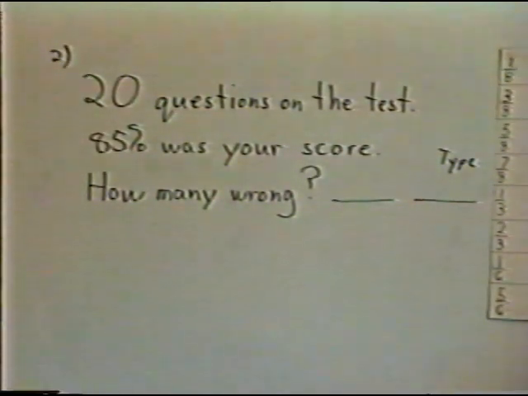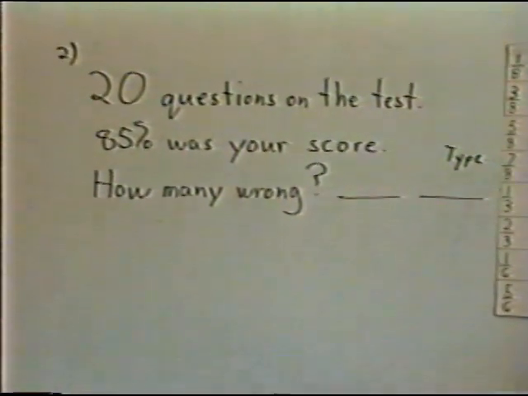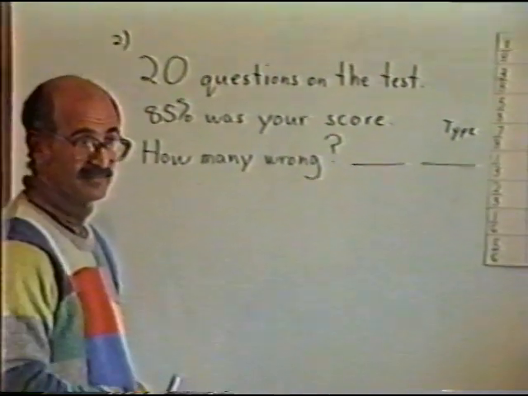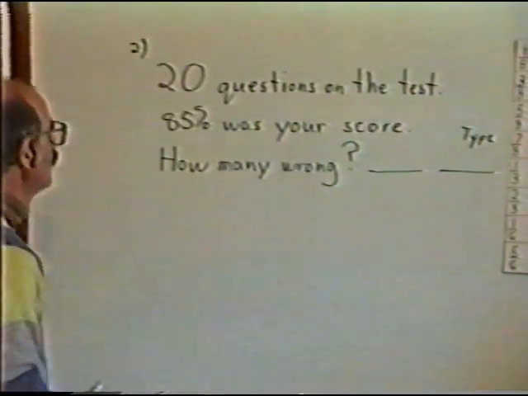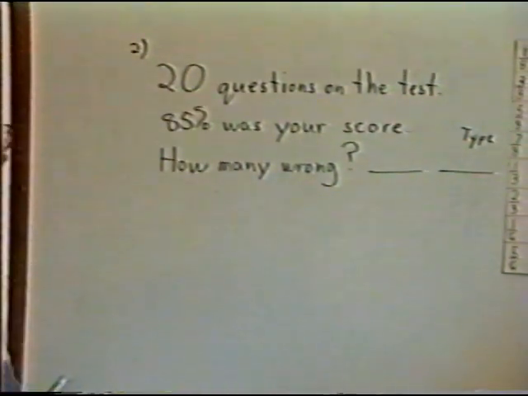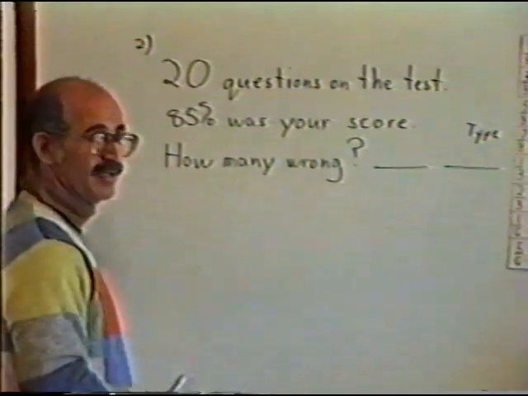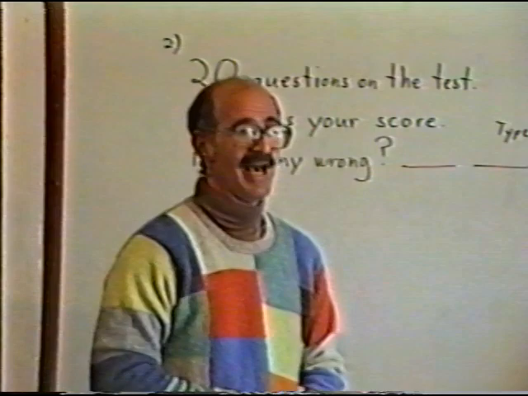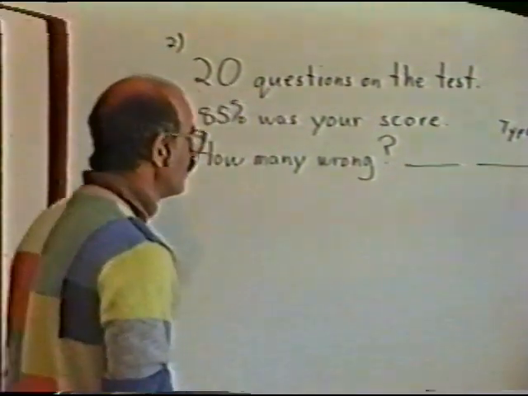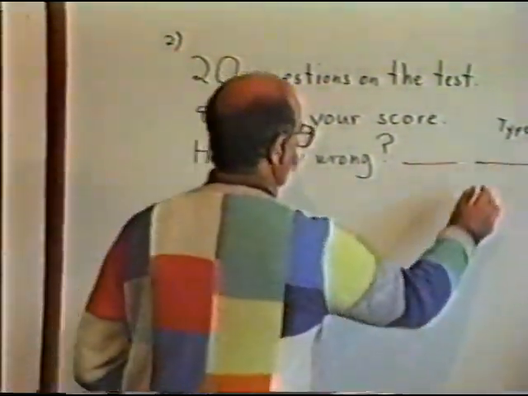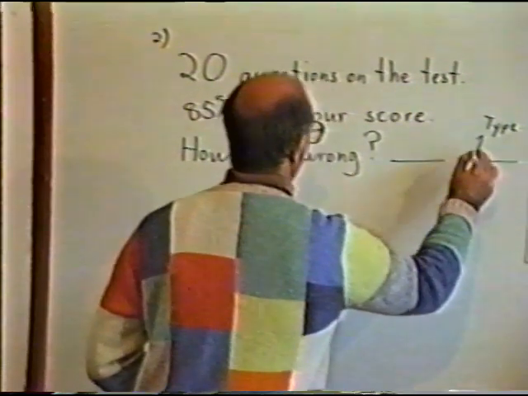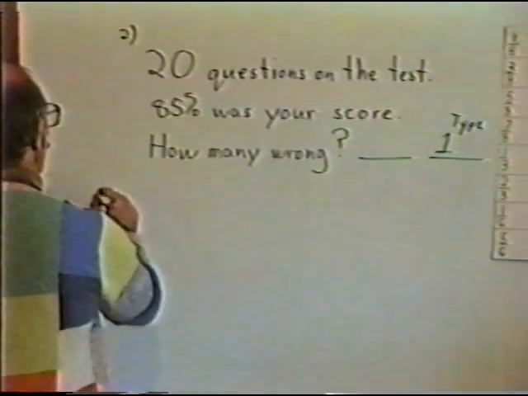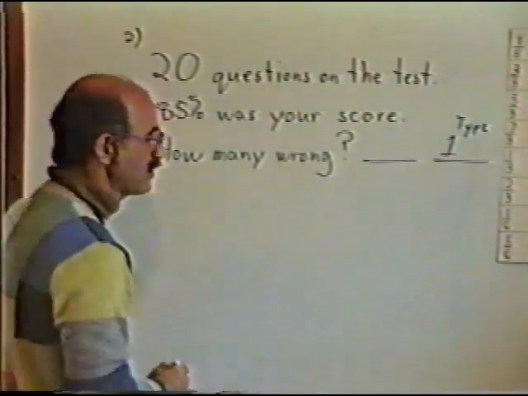Let's make up our number sentence. Do we know the percent? Yes. Do we know the whole thing? Yes. So we're looking for the part of the whole, and that means it's type number? 1. Type number 1. There are 2 ways we can do it.